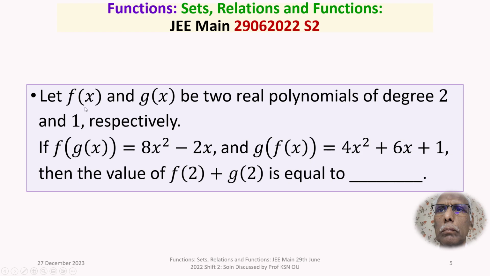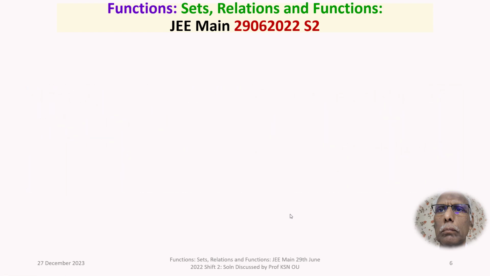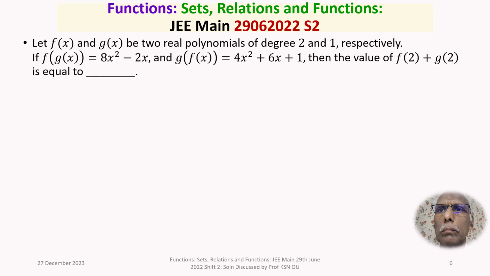We are given f of x and g of x are two real polynomials of degree 2 and 1 respectively, and it is further given f of g of x is equal to 8x square minus 2x and g of f of x is equal to 4x square plus 6x plus 1, required to find the value of f of 2 plus g of 2. Let's now discuss the solution of the problem in detail.